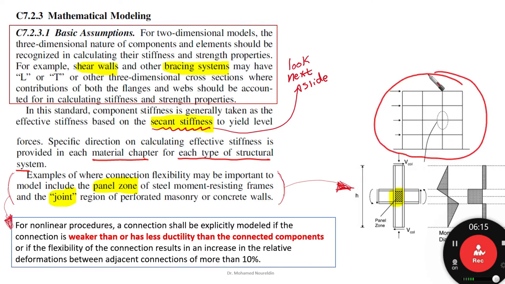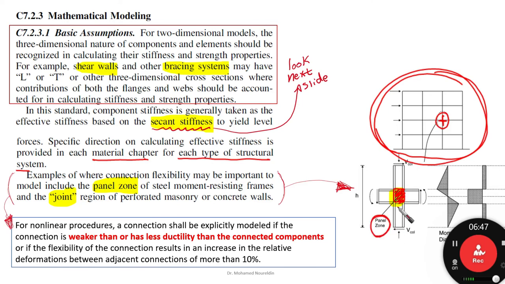Another issue which is important for us whenever we are going to deal with 2D analysis is that we need to take care of the connection, especially for steel frames, steel moment resisting frames. There is something we call the panel zone that we need to take care of. The flexibility of this connection is very important to shape the total performance of the steel moment resisting frame. It is really important.